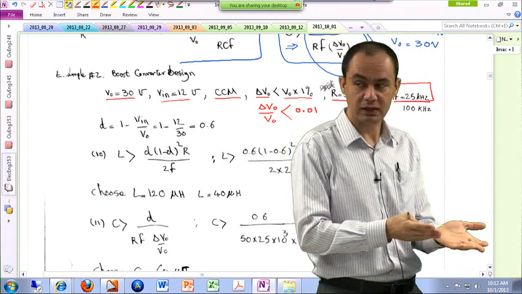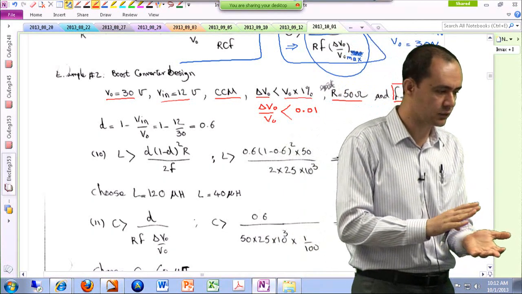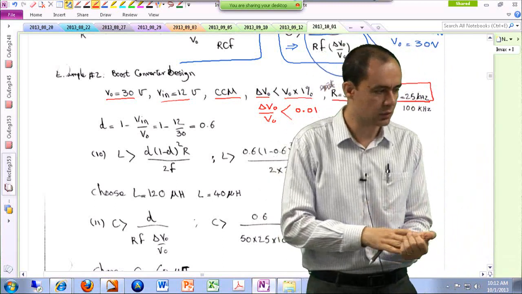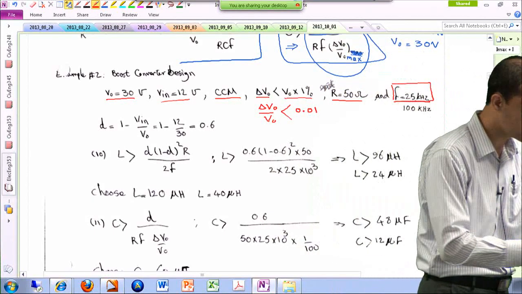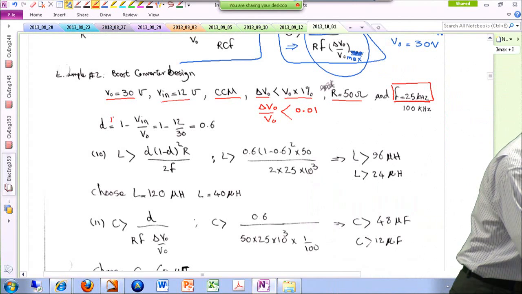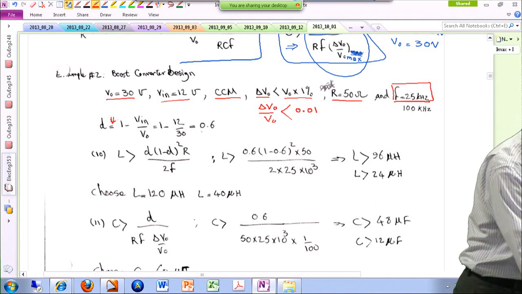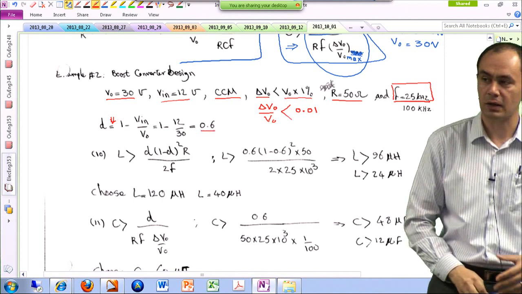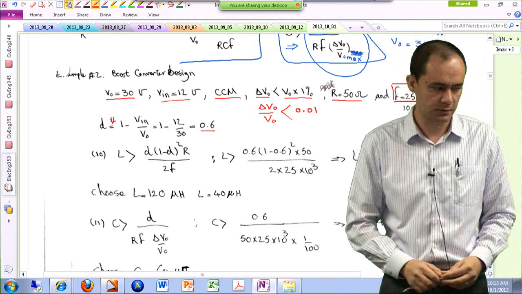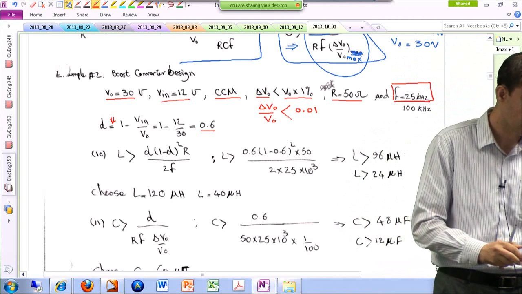And we don't have it, but we can easily find it. Remember, V out over V in is 1 over 1 minus D, or D is 1 minus V in over V out. This expression over here. And in order to convert 12 volts to 30 volts, you should apply a duty cycle that is 60%. So we have the duty cycle.